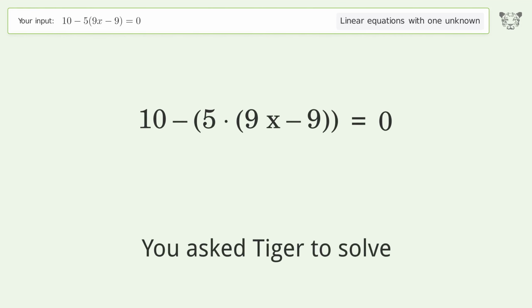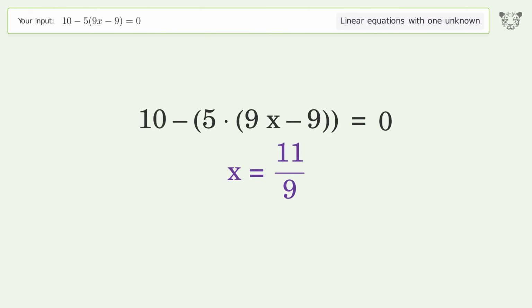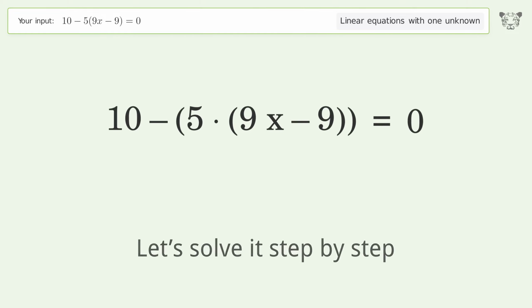You ask Tiger to solve this. This deals with linear equations with one unknown. The final result is x equals 11/9. Let's solve it step by step.